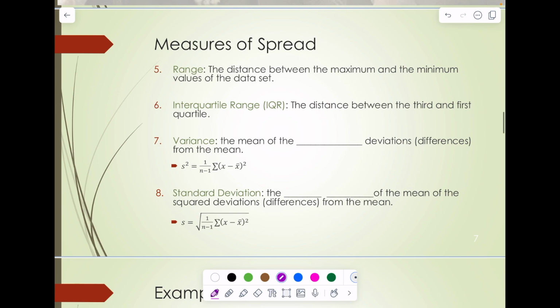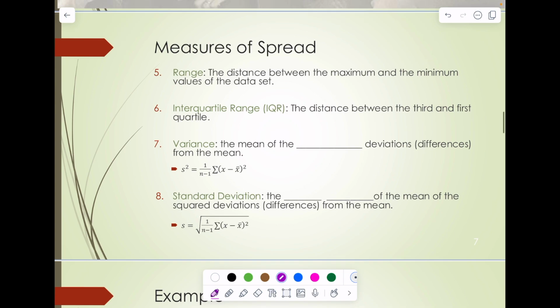Okay, measures of spread. There are 4 measures of spread that we're going to discuss. The first is the range. This is simply the distance between the maximum and the minimum values of the data. The next one is the interquartile range, which is the distance between the third and first quartile. We've seen that one before.